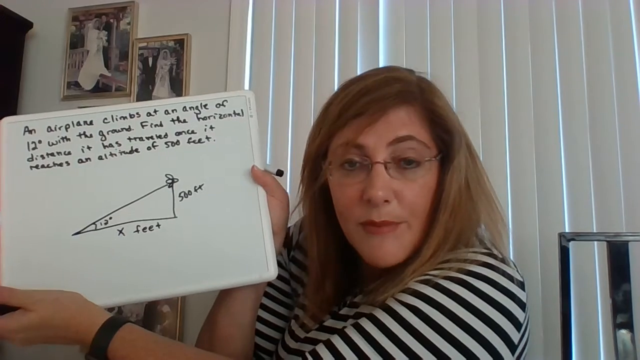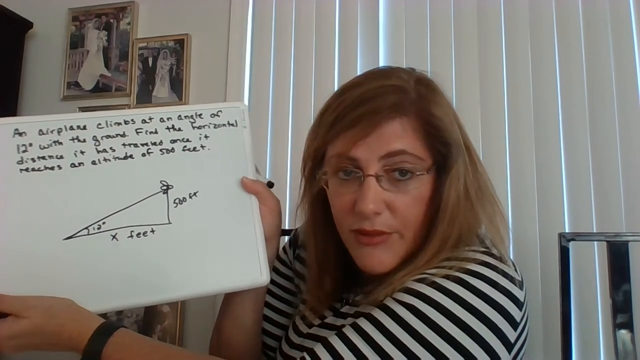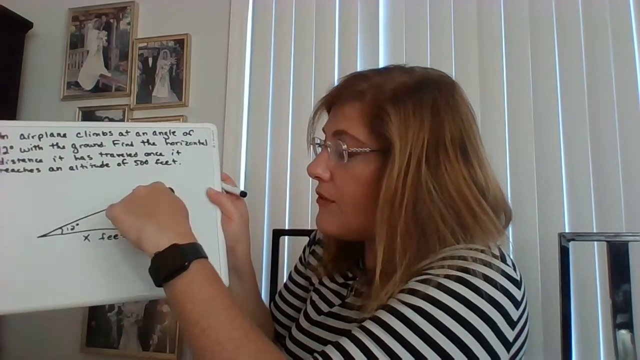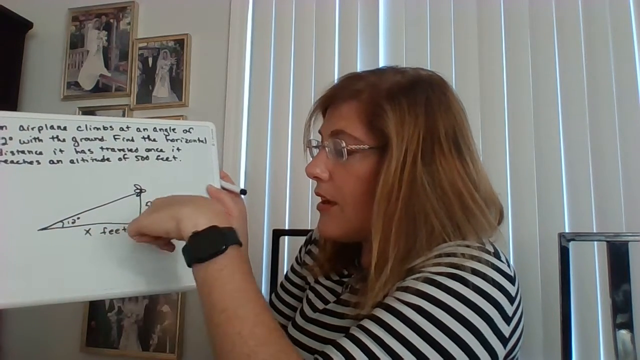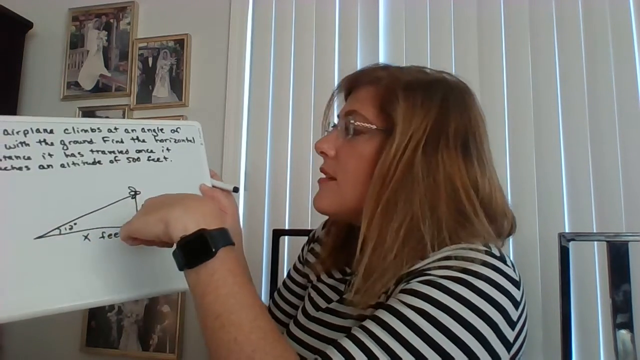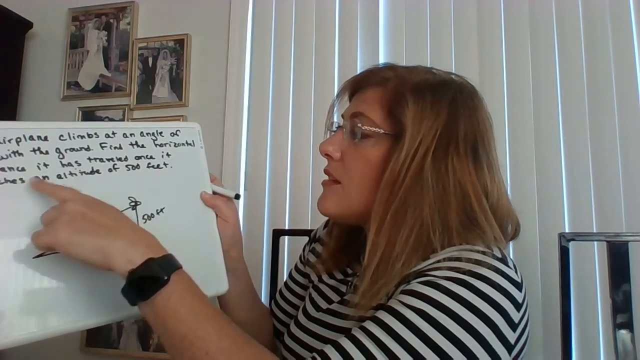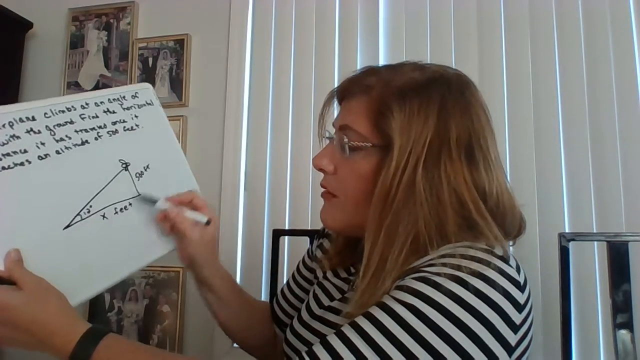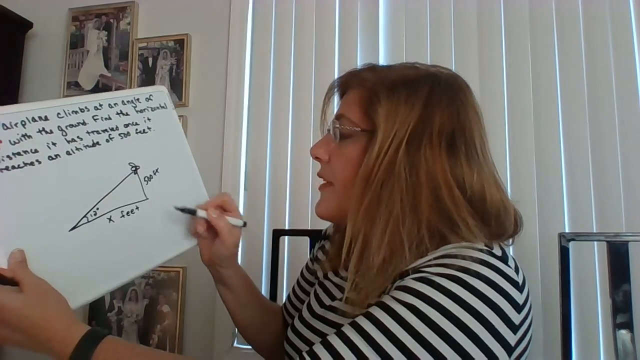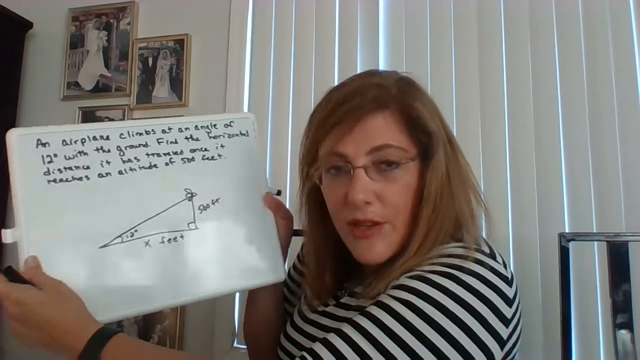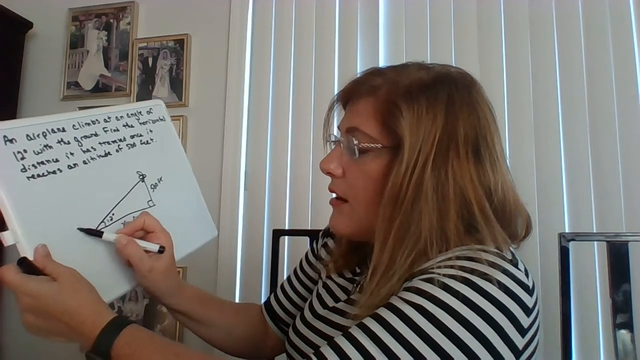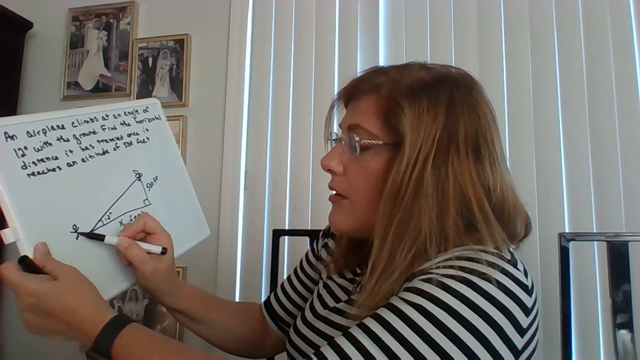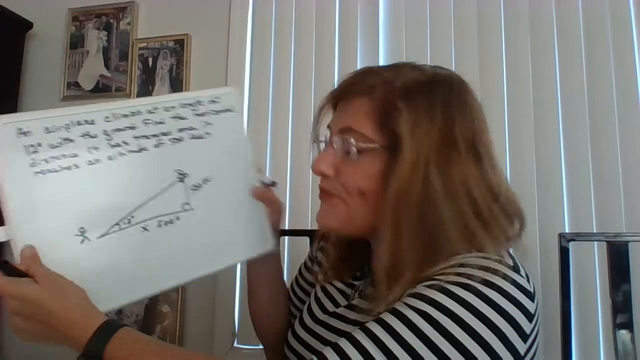So do we see how that picture represents what we're reading? It's climbing at a 12-degree angle. It's 500 feet off the ground. And this is the distance. It says the horizontal distance that it's traveled once it reaches 500 feet. So here's our right triangle. Now we are going to draw our little person right there.